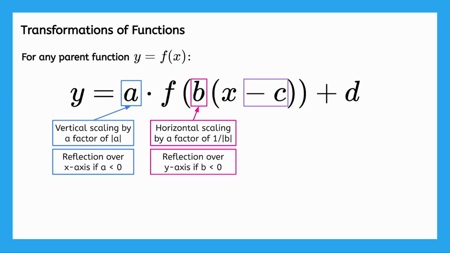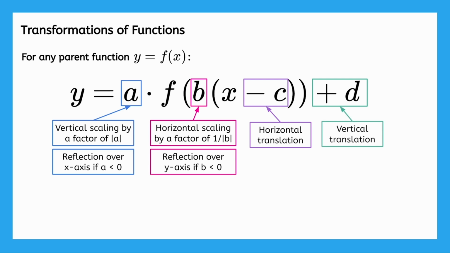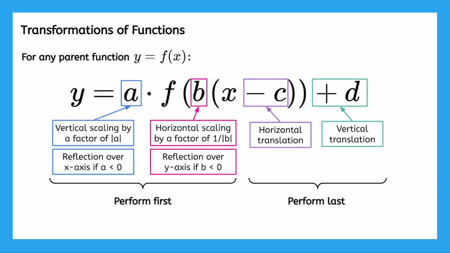Adding or subtracting inside the parent function will horizontally translate by c units, while adding or subtracting outside the function will vertically translate by d units. Using this format, it's important to remember that scaling and reflections should always be performed first, and translations performed last. The order in which we perform the scaling and reflections doesn't matter as long as they are done before translations.